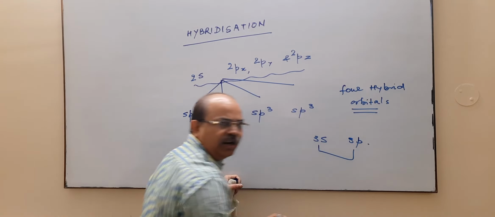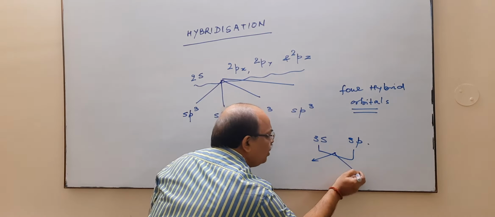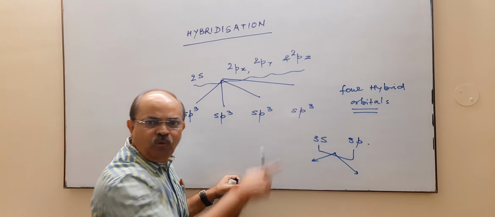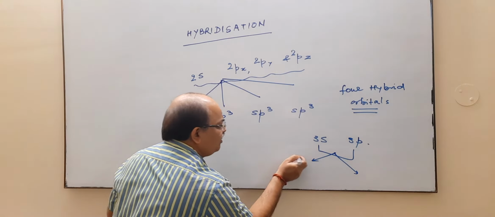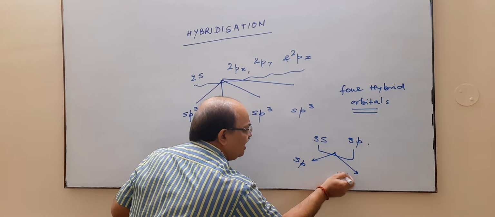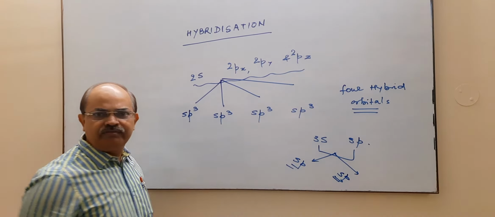But if we have one s orbital, say 3s, and one p orbital, say 3p, if they overlap, then they will form 2 hybrid orbitals. One is s, another is p. So its name is sp, and its name is sp.